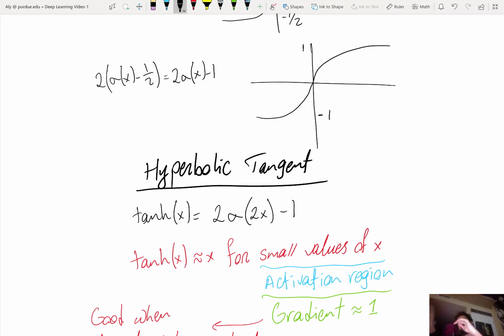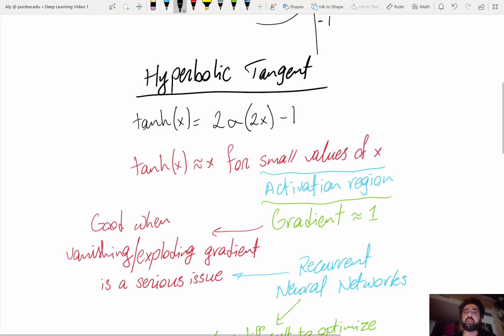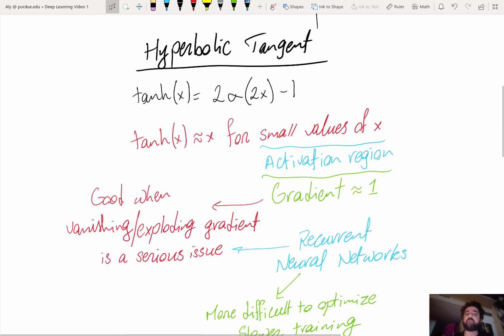It almost saturates at 1, and in the negative region almost saturates at negative 1, right? So in the activation region, this function is almost a line from here to here. Now this is good for gradient-based learning because a line has a consistent gradient direction and a line doesn't saturate.